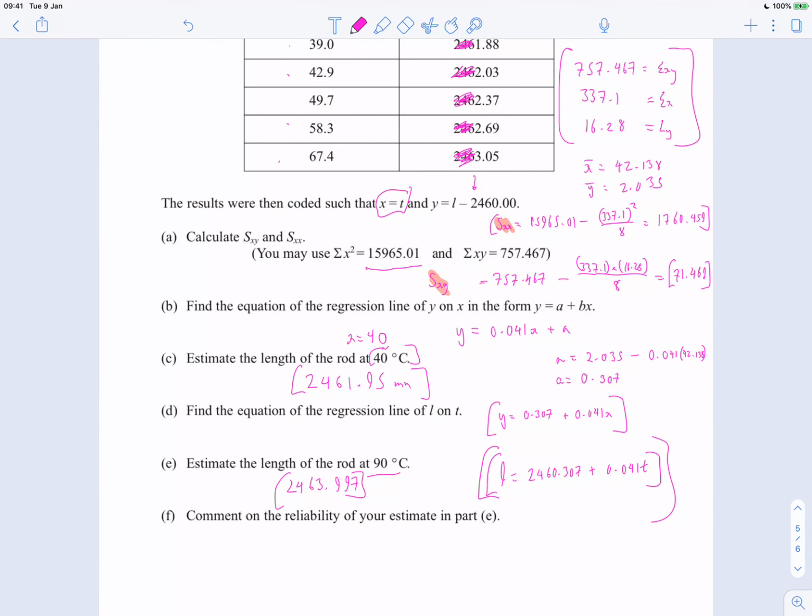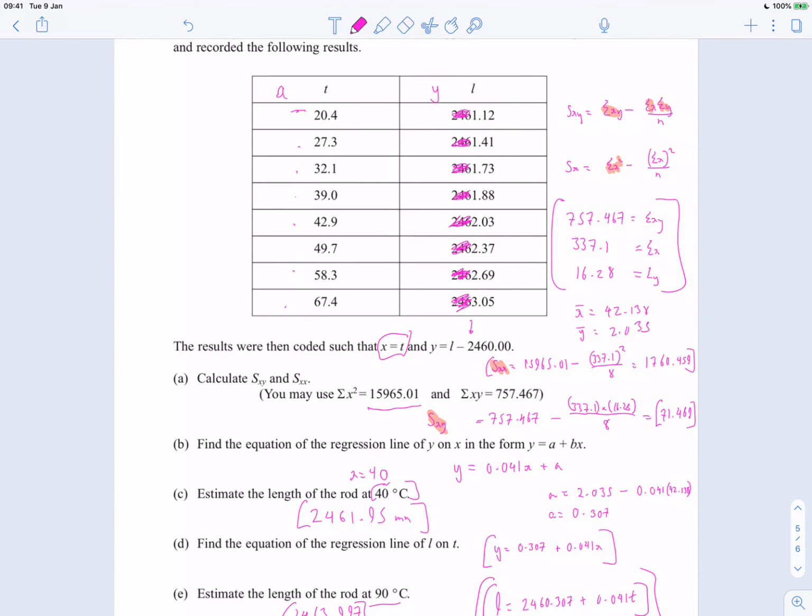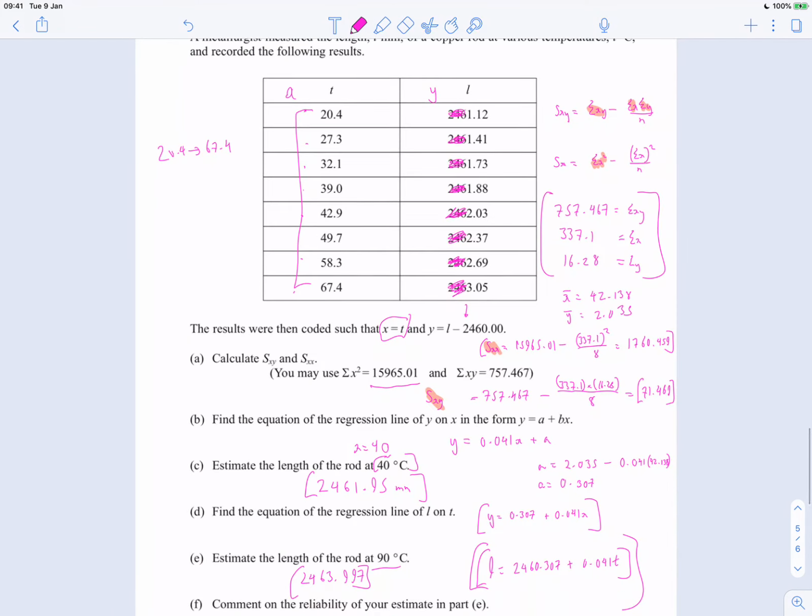Okay, comment on the reliability of your estimate in part E. Well, the original data set goes from 20.4 to 67.4, and we're trying to use this to estimate for 90 degrees Celsius. So we are extrapolating outside of the data set. We are assuming that this linear relationship, if it does exist and is valid, continues outside the data set, and we don't know what's going to happen.